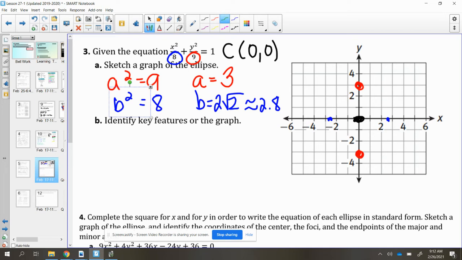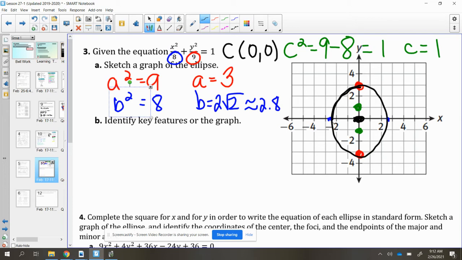Now, reminder that C squared is going to be equal to A squared minus B squared. So C squared is 1, which means C is 1. And that's going to be on our major axis, again, where the A parameter lies at. So these would both be located 1 unit from our center on the y-axis. And to graph this officially, we would just connect the endpoints of our major and minor axis to see our ellipse.